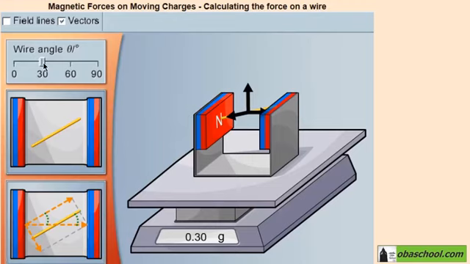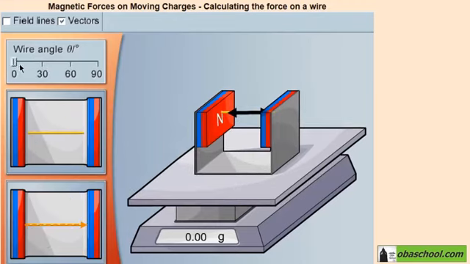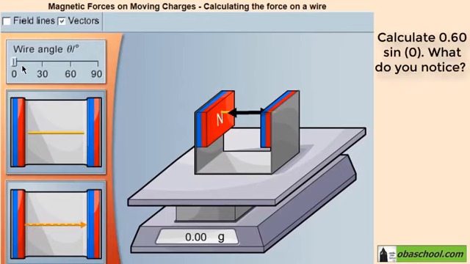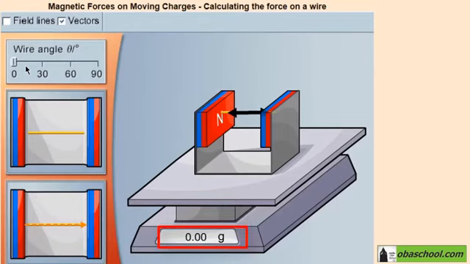Finally, let's change the angle to 0 degrees. Check the balance reading and calculate 0.6 multiplied by sine 0 to see if the formula F equal to BIL sine theta still applies. Yes, since sine 0 is equal to 0, the force here gives a 0 mass equivalent. That's correct. Good job.